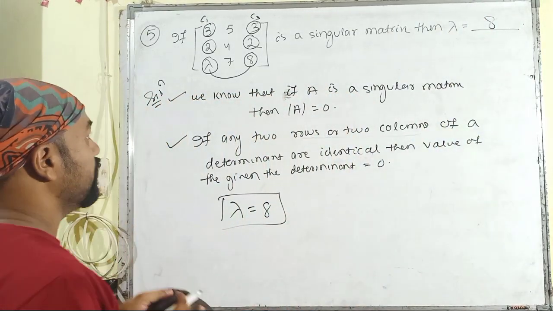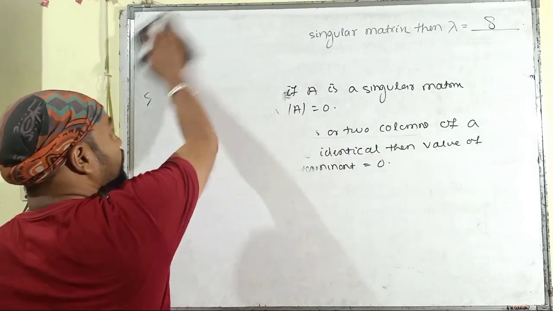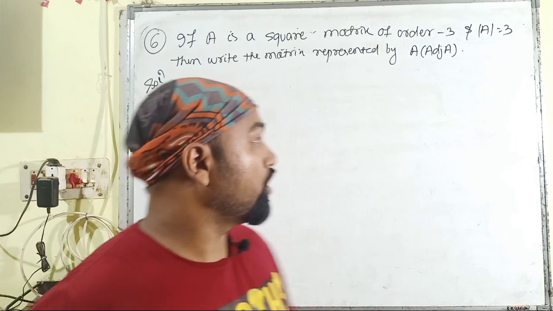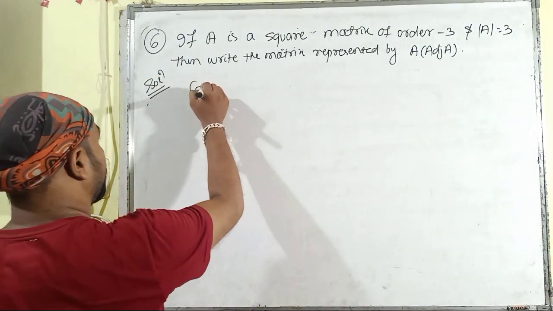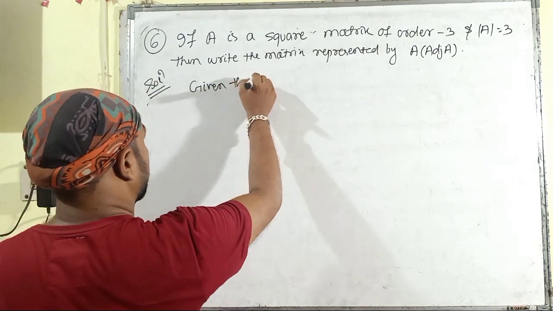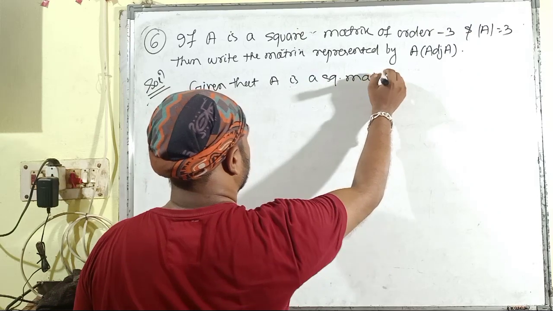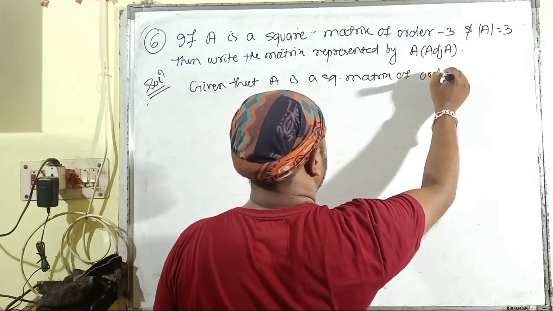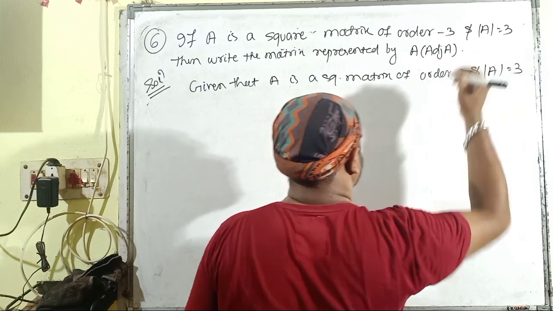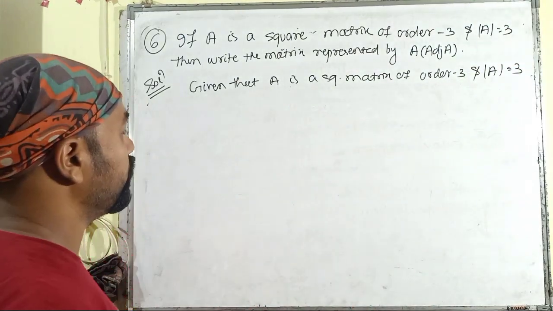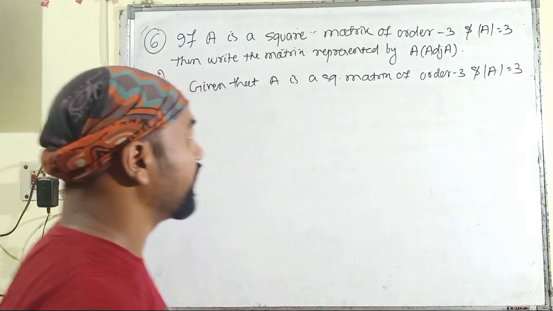Then proceeding to problem number 6. It is given that A is a square matrix of order 3 and the determinant of that given matrix is equal to 3. Then we have to find the value of A multiplied with the adjoint of A.